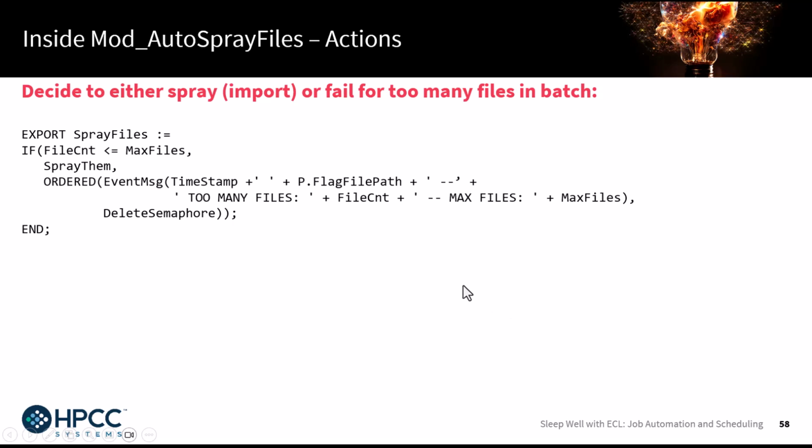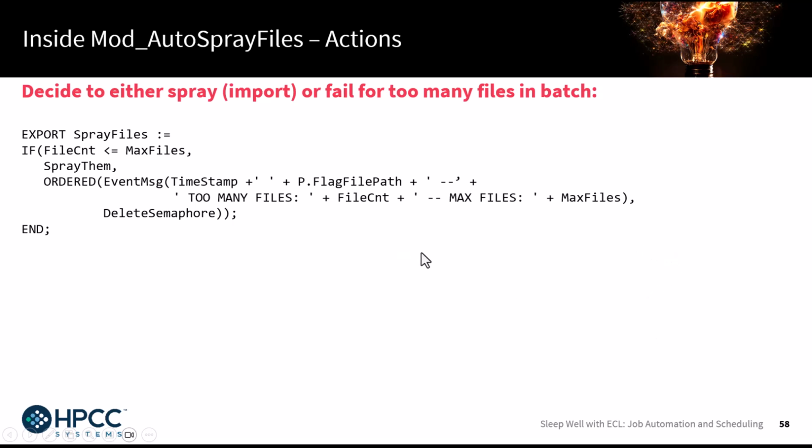All right, so the last part of this module makes a decision to either spray or fail for too many files in the batch. So once again, if you've got too many files on the landing zone location, it will abort the auto spray process, and then human intervention is needed. Now again, you can modify this, or you could just say spray everything that's out there regardless.